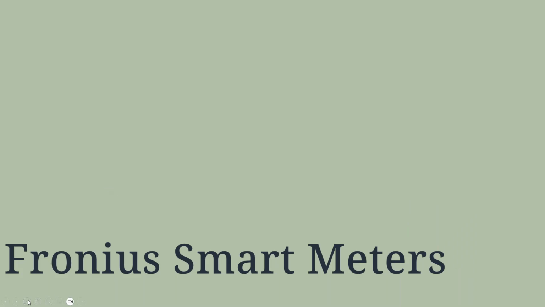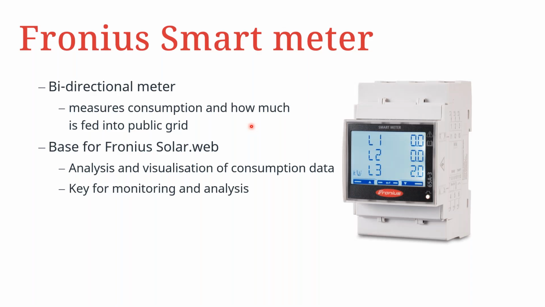So let's just do a quick repeat on the Fronius smart meters. I think our regular installers are familiar with these smart meters, but they are important for our topic today. So the Fronius smart meter, of course, is a bidirectional meter. It measures consumption and how much is being fed into the grid. It's also able to show you how much, therefore, is the balance of energy supply in the setup.